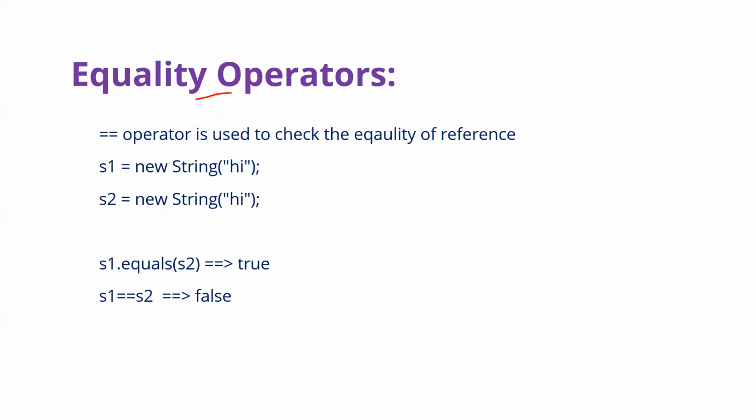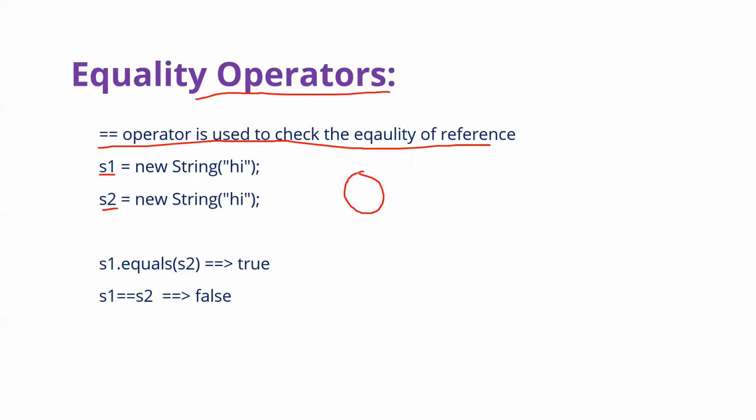Equality operator. Here you need to observe the difference between the equality operator and the equals method. The equality operator is used to check the equality of the references. Observe, I am taking two string objects. s1 is the reference for the first string object, s2 is the reference for the second string object. This will look like this.